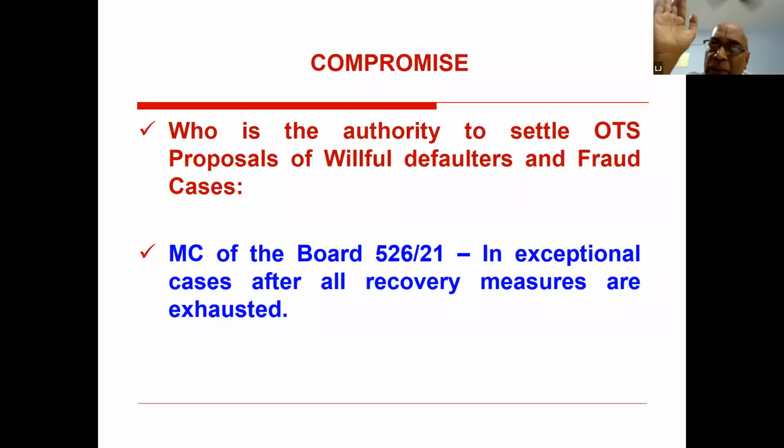Who is the authority? MC of the board. HO Circular 526/21. Before the issuance of the circular, the CAC of the board had the power. After issuance of the circular, today it is the MC of the board. In circular 147/2022 also, this MC of the board is there.